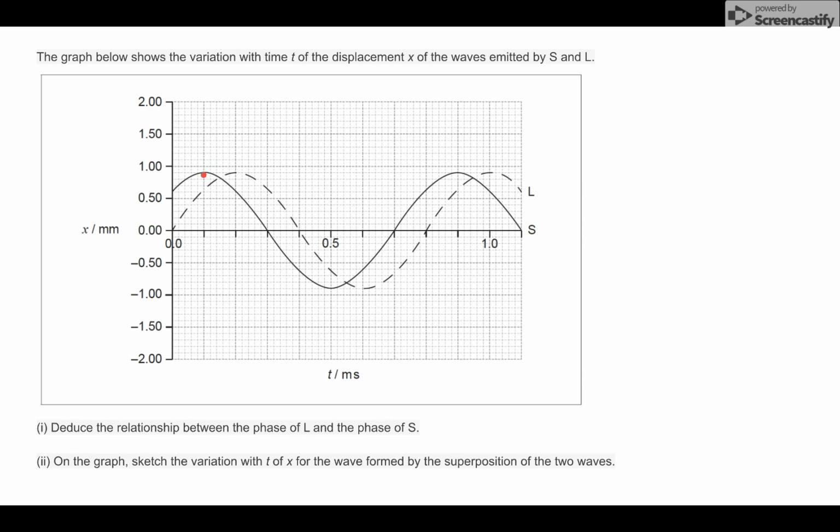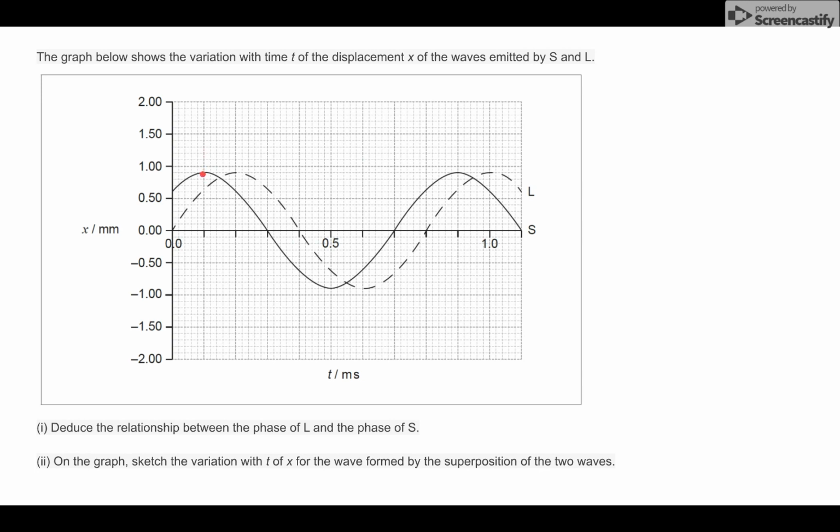Okay, in order to find the resultant displacement, let's look at this given time. At the crest of wave S, the displacement is 0.9, and at this point in wave L, the displacement is around 0.6. Okay, 0.6 plus 0.9, that gives you around 1.7.